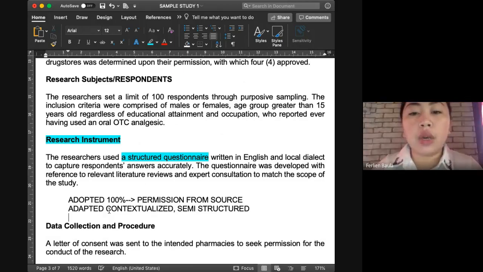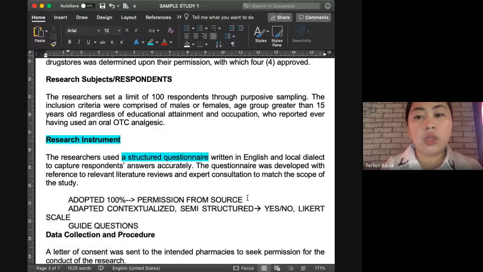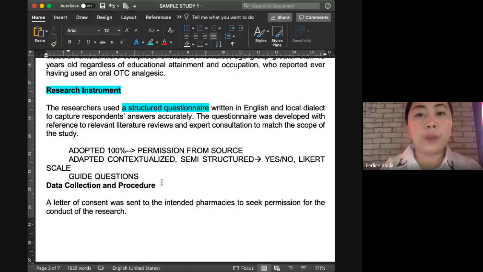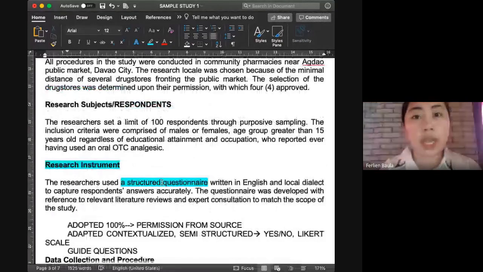Meron din tayong tinatawag na mga guide questions lang. Pwede din ganyan, or yung questionnaires natin, this one here, can be answered. Pwede siyang yes or no, or in Likert scale. Okay? So, you will try to look for the best instruments that can quantify your data.